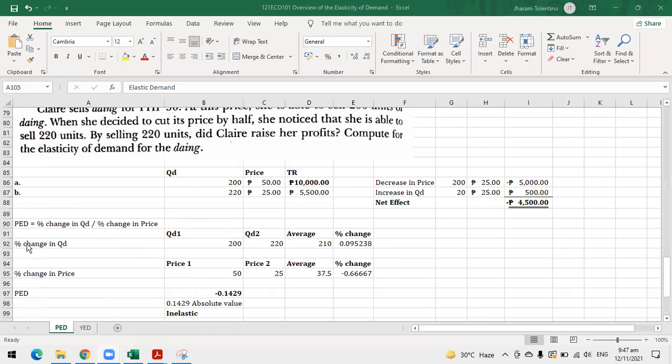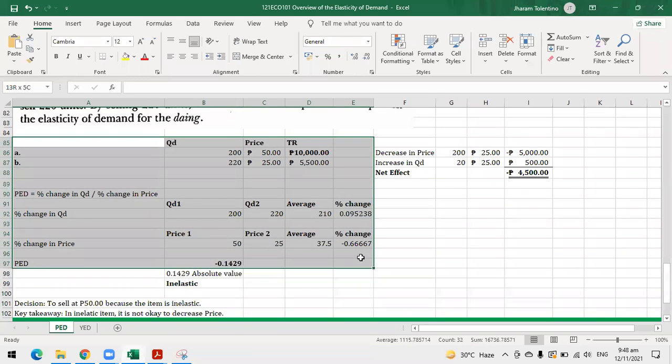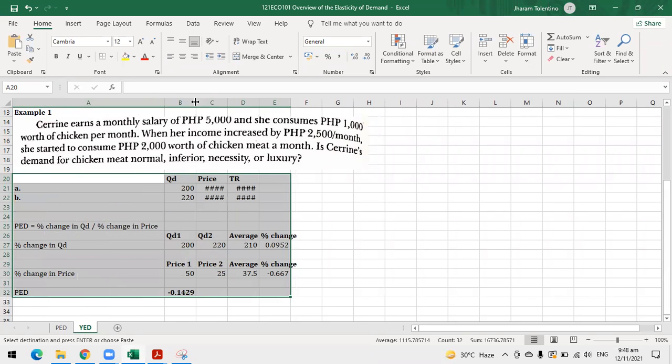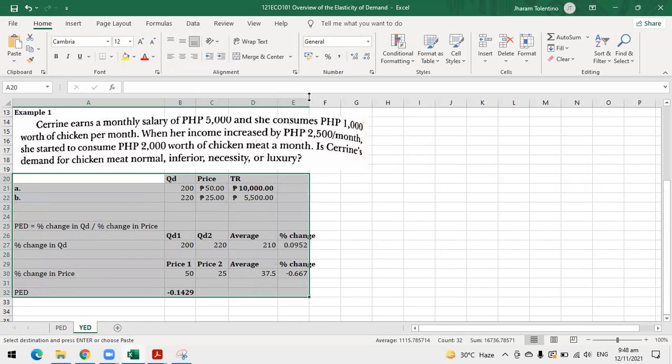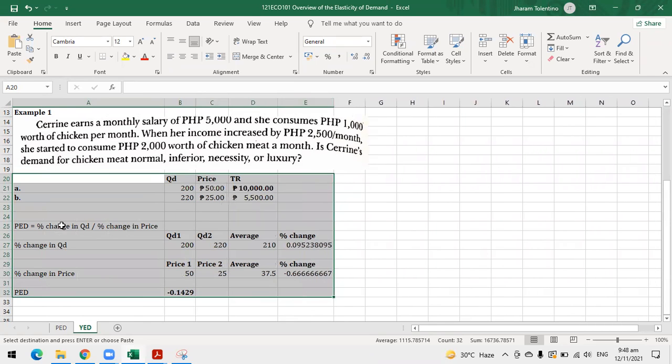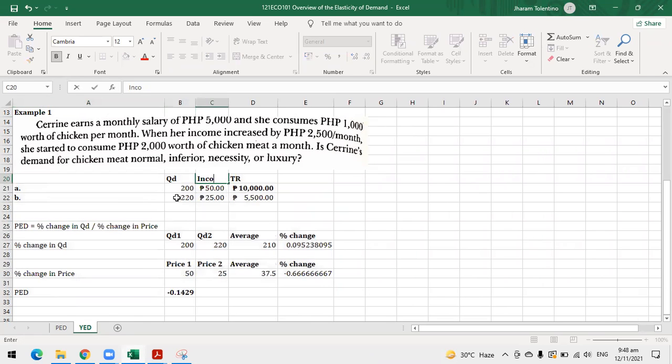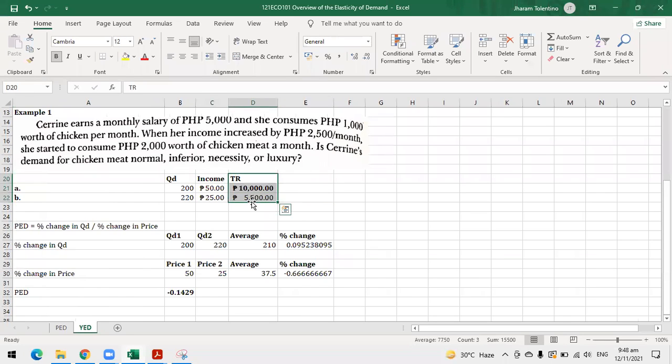Okay, going back, we can still use this formula. A and B. So, palitan lang natin to. Copy ko lang. Sorry. So in this case, we have change in income, hindi siya price. So this one is income. Okay. So wala na yung total revenue kasi hindi yan magiging part ng test natin. Okay?